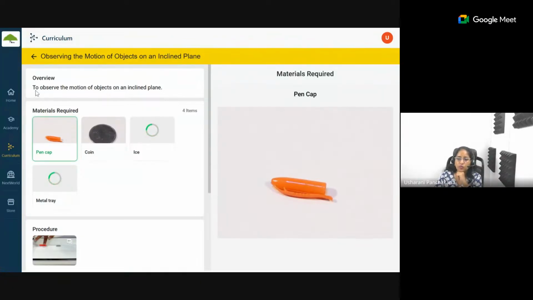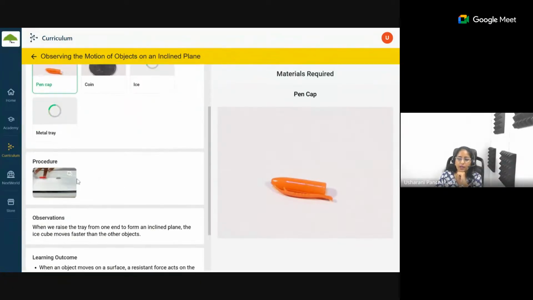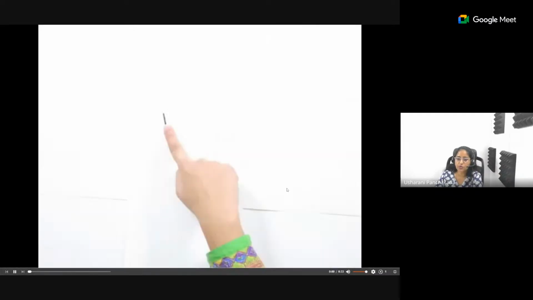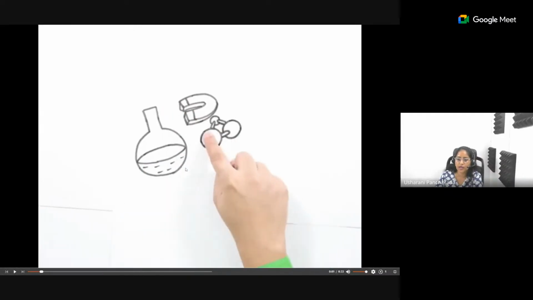So here is one more where the learning objective is being set, and there is a procedure for this. For each and every resource, we should have a certain learning objective, so that we are covering each and every point without missing anything.